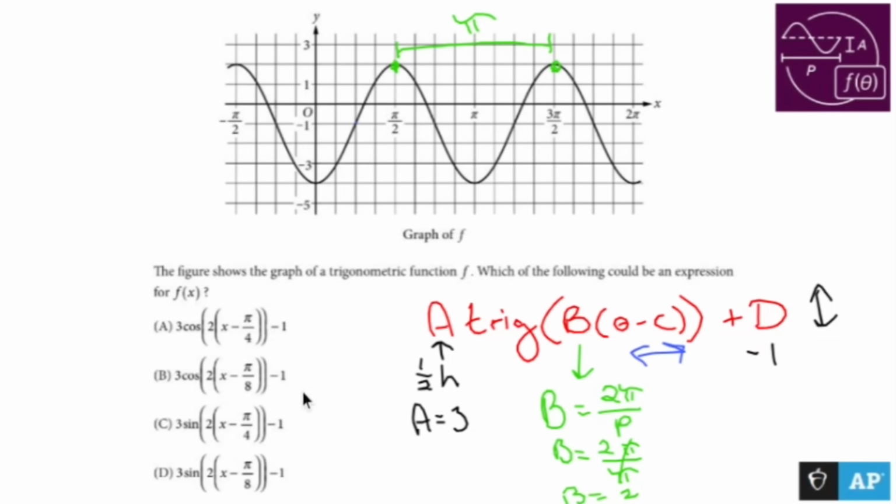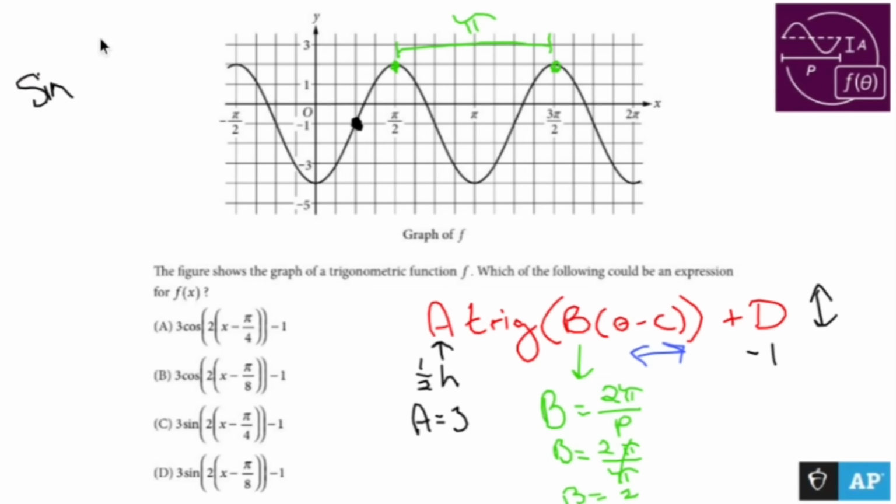So far, nothing is helping me at all. So what I have to do now is choose, do I want a sine or a cosine? Let's choose sine, because why not? If it was a sine, this is where I would start.